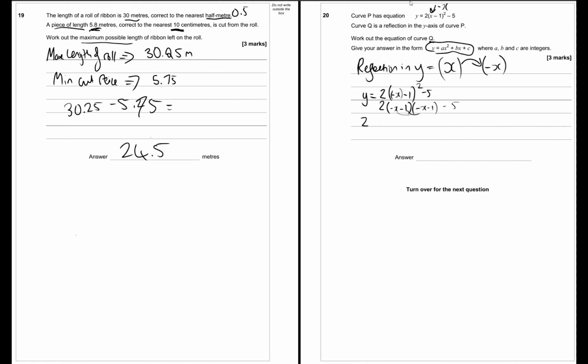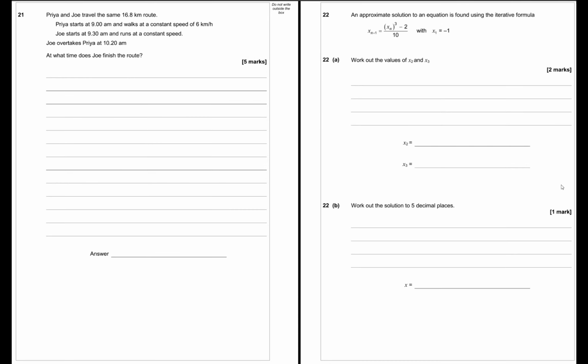So you're going to get 2 times: minus x times minus x is going to give you an x squared. Minus x times minus 1 is going to give you a plus x. Sorry, I've missed an x squared here, haven't I? Then we can get plus x plus 1, minus 5. So this is going to be 2x squared. Now we've got two x's in here, so that's going to be 2 times 2, which is going to give you 4x plus 2 minus 5. So your answer is going to be 2x squared plus 4x minus 3. And we are done.